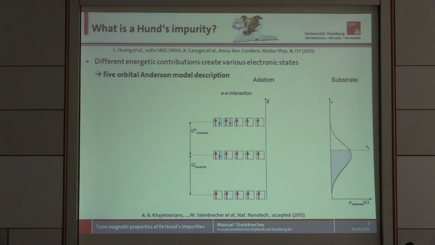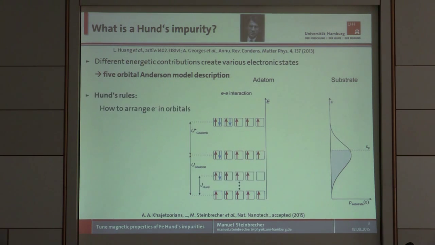Sorry for that. Then we have the Coulomb interaction that basically separates the states. And if you want to now flip one of these electrons, then you have to pay Hund's energy to, for example, put it from the up state to the down state. So the Hund's rules actually tell you how to arrange your electrons in the orbitals. And this is where the name of the Hund's impurity is coming from, the famous German physicist. But you still don't know what it is.